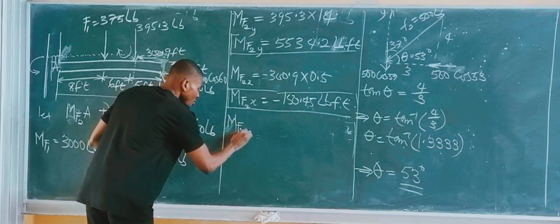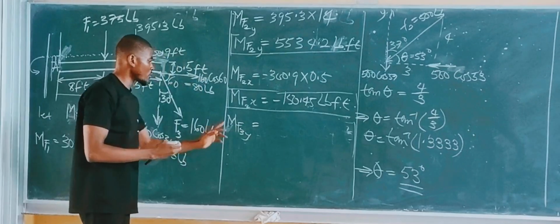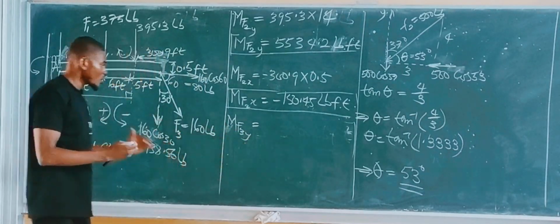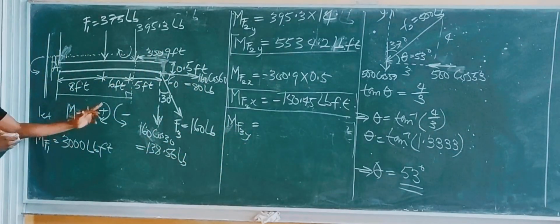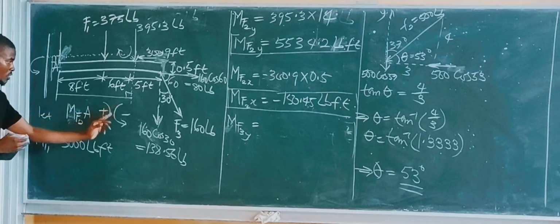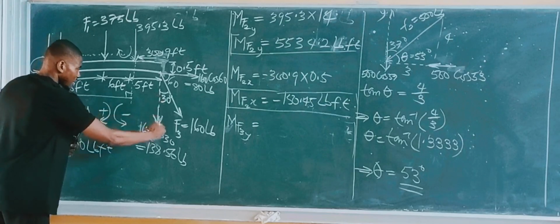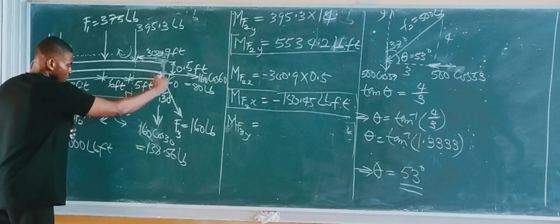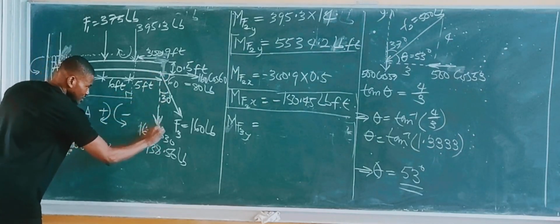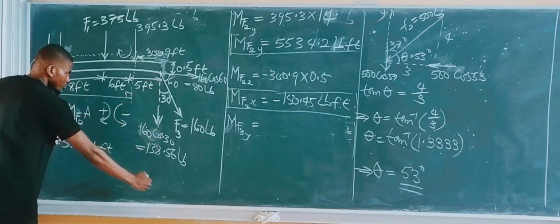Moment F3y simply means the moment of force F3 in the y direction. We still maintain our rule: clockwise motion should be positive, anti-clockwise motion should be negative. Now, this force is acting downward. Obviously, the line of action of the force is downward because it's acting downward. It means the line of action continues downward.